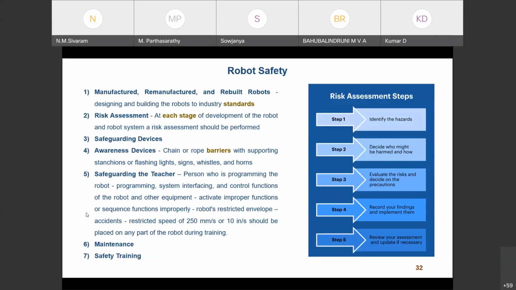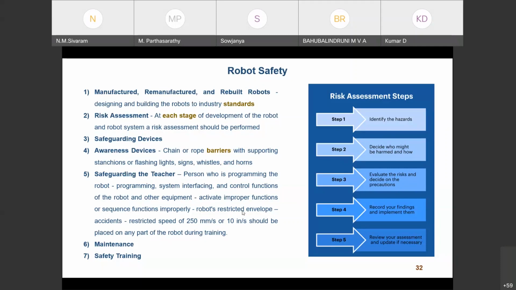When a person is programming the robot, he may activate some improper functions, or there may be some improper sequences created, and this has to be identified. So whenever programming is being done on a robot, the robot's maximum speed can be 250 millimeters per second of the robotic arm or the end effector. This you have to keep in mind. The speed of the robot has to be drastically reduced. The maximum speed itself can be 250 millimeters per second. It can be still further down, but it cannot be on the higher side. At this speed, even if the robot hits the operator or the programmer, there may not be any serious issues. And then maintenance and safety training, again I will come back later.